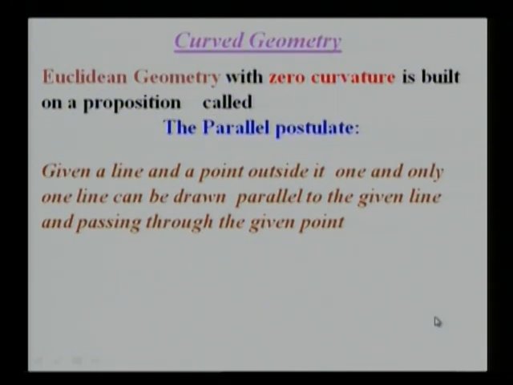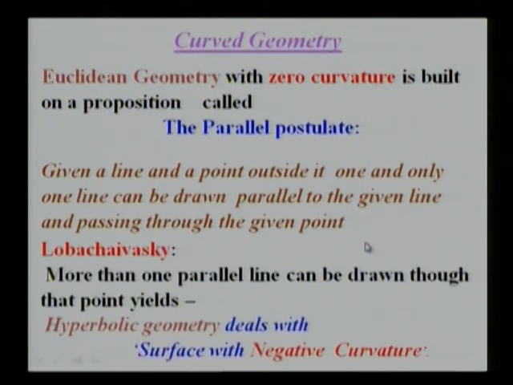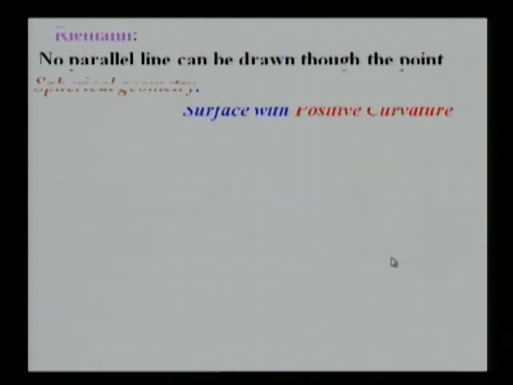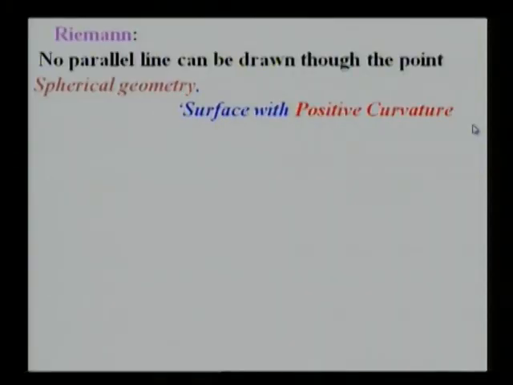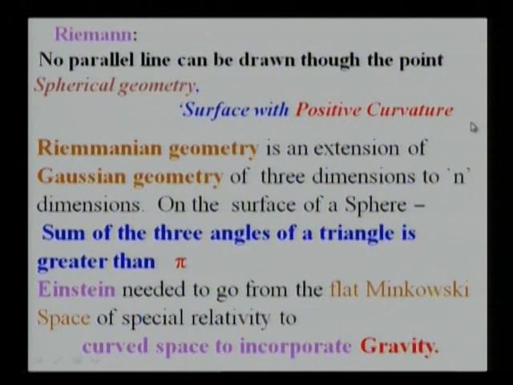Now, curved geometry. Euclidean geometry depends on the parallel postulate, and the mathematician Lobachevsky wanted to deviate from the parallel postulate by saying that there can be more than one parallel line, and he got the hyperbolic geometry. But Riemann said that no parallel line can be drawn through a point outside the given line. Spherical geometry was obtained. This is a surface with a positive curvature. Now this geometry is in fact the extension of Gaussian geometry, which led Einstein to frame his general relativity.